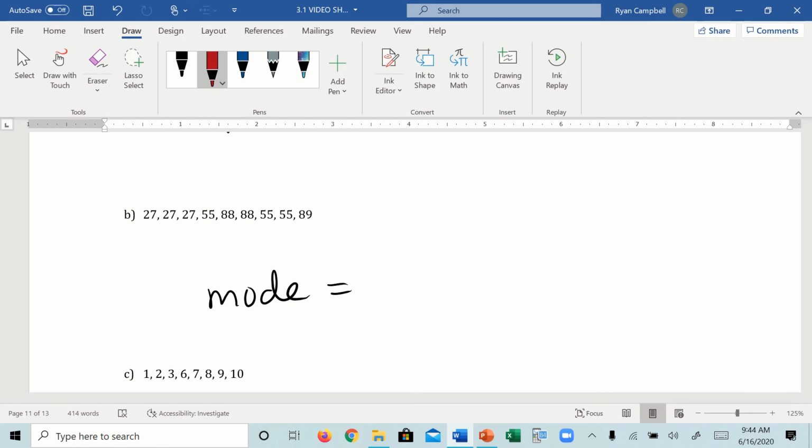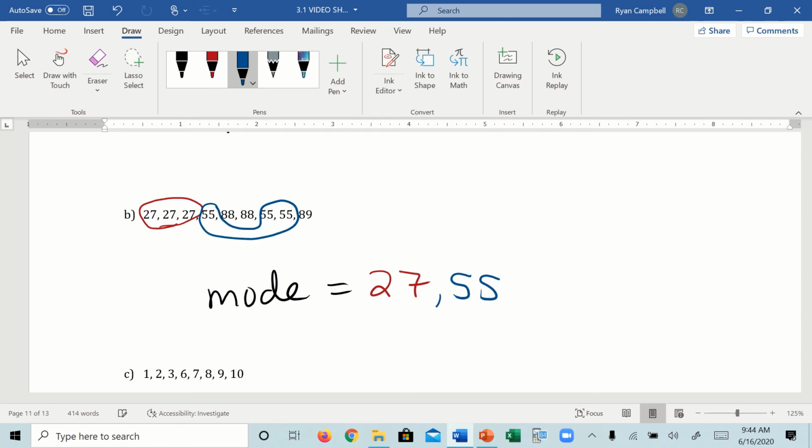So some of y'all may say that it's 27, because 27 occurs three times. We can also see that 55 occurs 3 times. And then we can see that 88 occurs 2 times. So is the mode 27, 55, and 88? So no, it is not. One of those numbers is not correct. Which one should not be part of the mode?